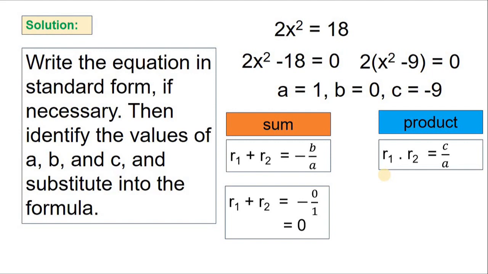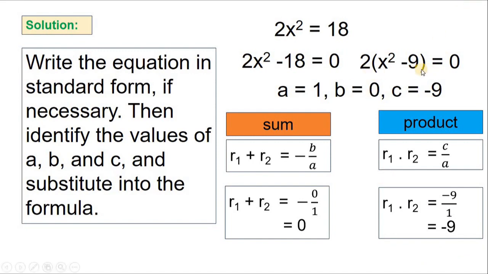Sa ating product naman, we have negative 9 over A or 1. So, we have negative 9 over 1 equals negative 9. Kung hindi natin ito finactor, okay lang din naman. Ang magiging C natin ay negative 18. So, basically, negative 18 over 2, negative 9 pa rin yung sagot. Okay? So, proceed tayo.